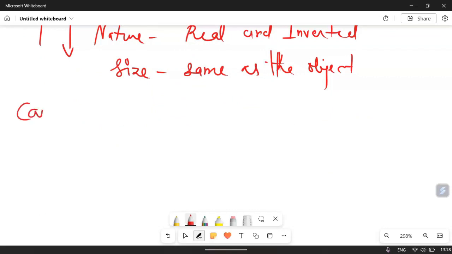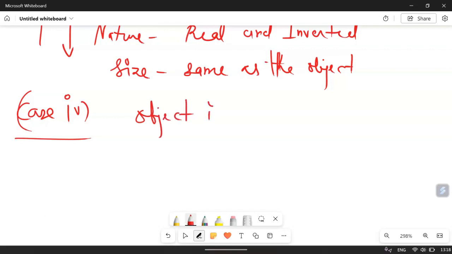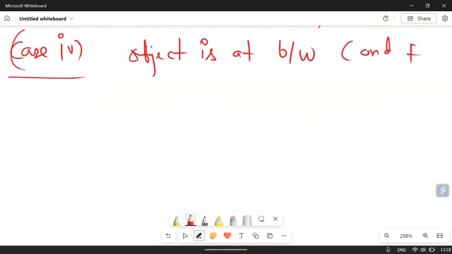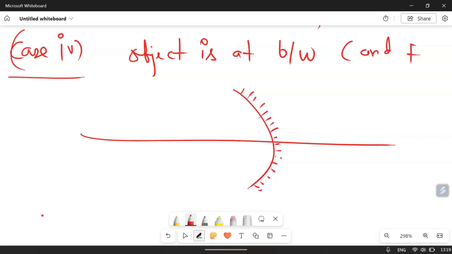Case number 4. Case 4th is object is between C and F. Now the image started getting bigger. You can see at the starting point it was very small, like highly diminished, then it became diminished, then it became equal to the object. Now it will start becoming larger. So let's see how we can find out.